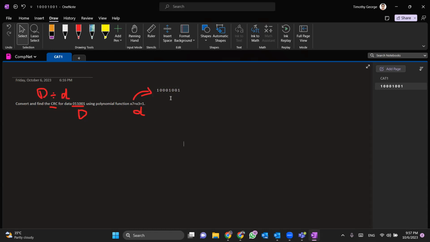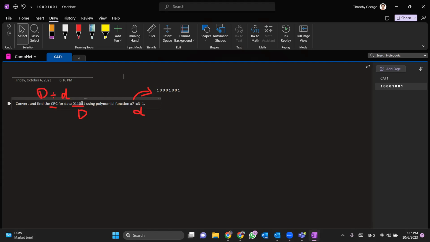So each number represents the power of x. So this is a coefficient of that particular power. So x7 raised to the power of 1, x6 not there 0, x5 not there 0, x4 not there, x cubed is there coefficient 1, x2 not there, x raised to 1 not there, and x raised to 0 is there 1. So that's how you get this one. So that's basically your divisor.